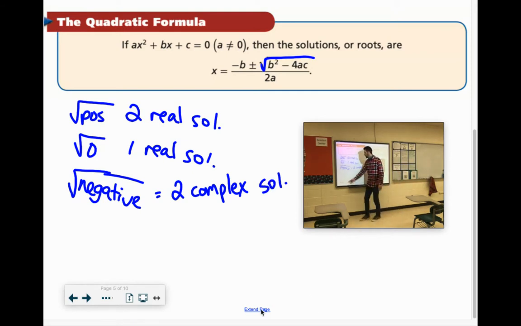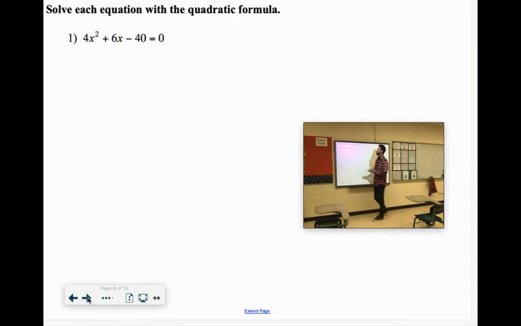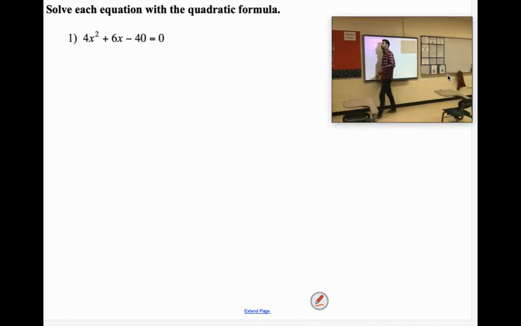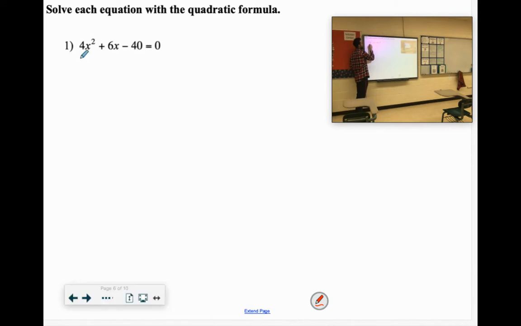So let's try one out here. 4x squared plus 6x minus 40. So you're going to need an a, a b, and a c in this formula. Now, the a is whatever is in front of your x squared. The b is whatever's in front of your regular x. And then your c is going to be whichever one doesn't have a variable.